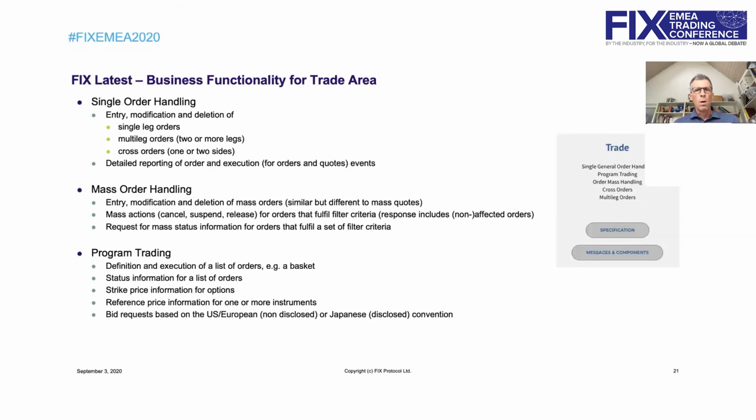Moving on to trade, I won't say much about that because that is well established, and you have single order handling, mass order handling. Mass order is a message that is not as old yet, similar to mass quotes, but with the entire state model for orders included there. So have a look at that. And the program trading hasn't changed very much over the last 10 years, I would say, all well known.